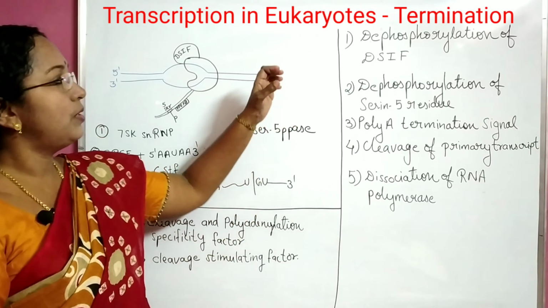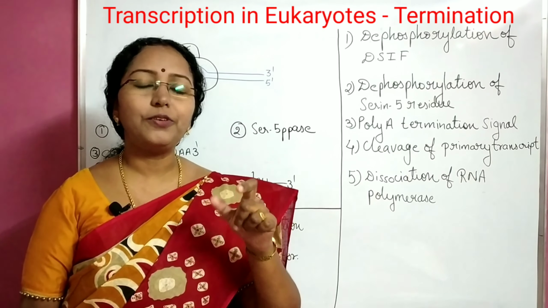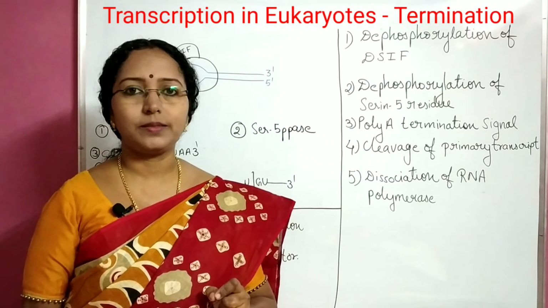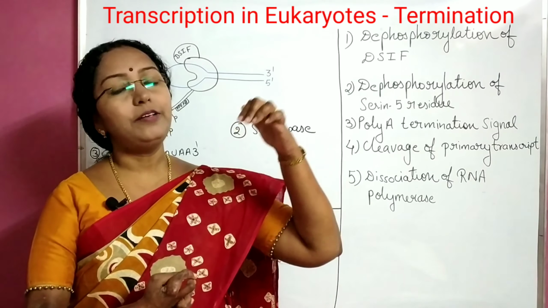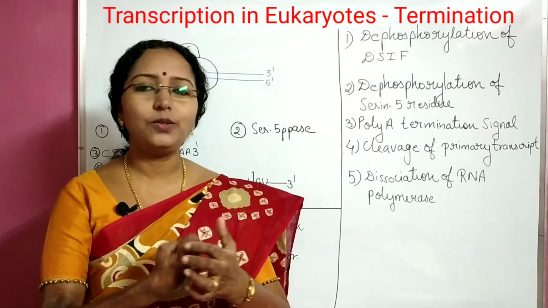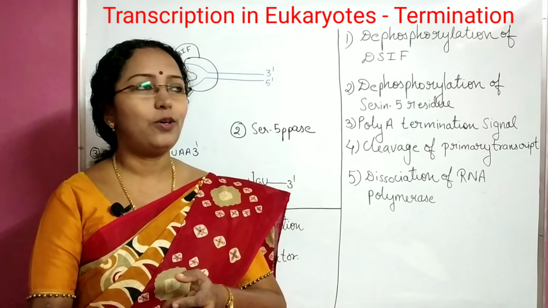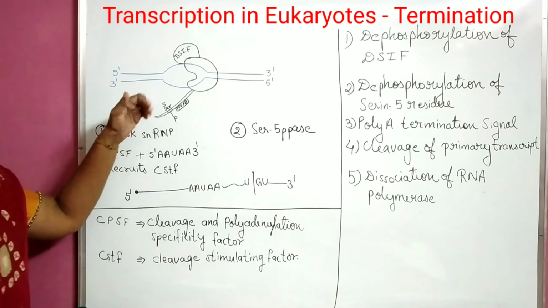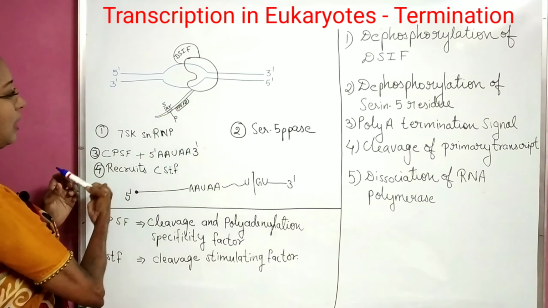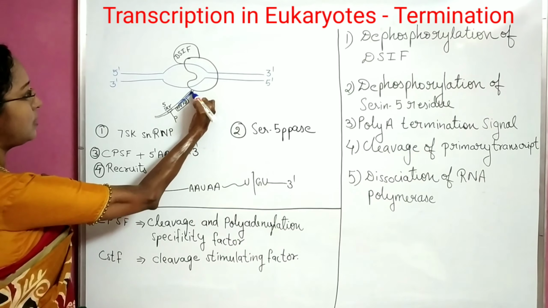So you can see here, it is written dephosphorylation. In termination, dephosphorylation is the main thing, the main signal for termination. As you know, for initiation and elongation it was phosphorylation. And phosphorylation of which part do you remember? Of course, it is the tail part. You call it the CTD, carboxy terminal domain of RNA polymerase. This tail part that I have drawn here is the carboxy terminal domain.